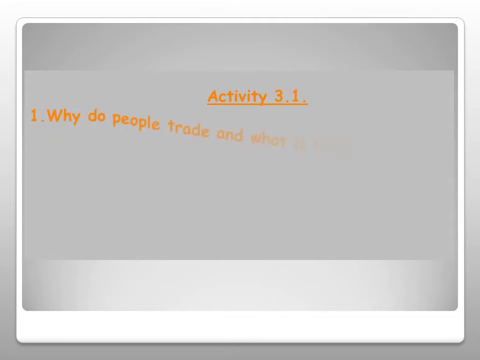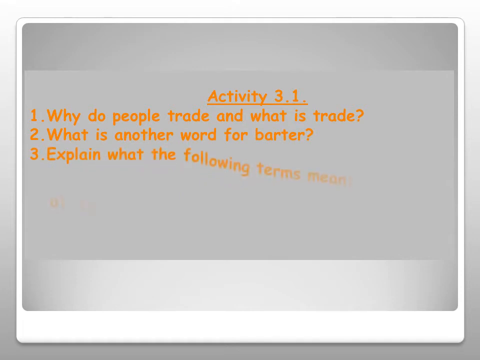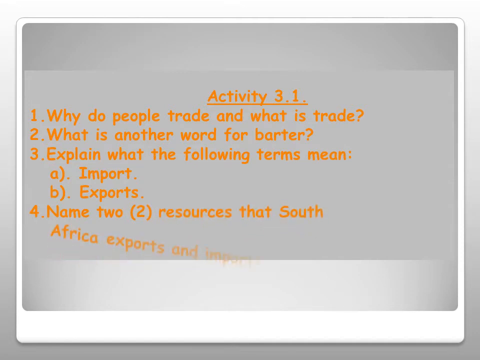Here we're going to do an activity. Here's a few questions I'm going to ask you on the work that I've just shown you on the previous slides. Activity 3.1. Get a piece of paper and see if you can answer these questions by yourself. Why do people trade, and what is trade? Question 2. What is another word for barter? Question 3. Explain what the following terms mean. Imports and exports. Question 4. Name 2 resources that South Africa exports and imports. Go to your map and see the examples that ma'am gave you there.